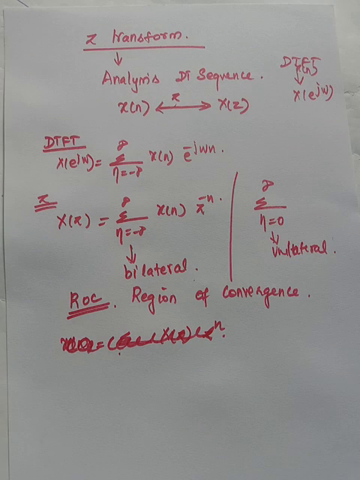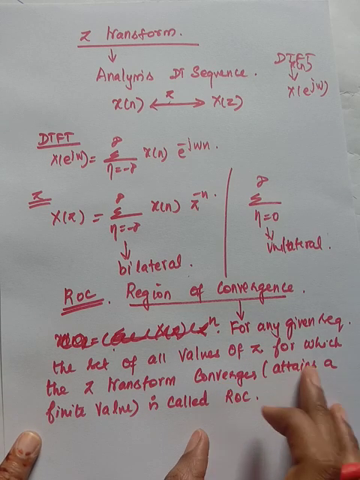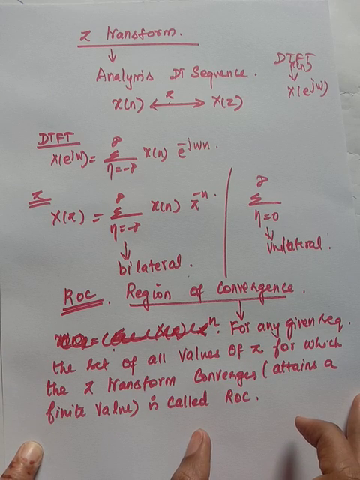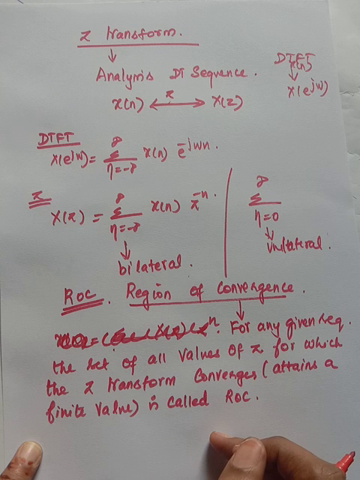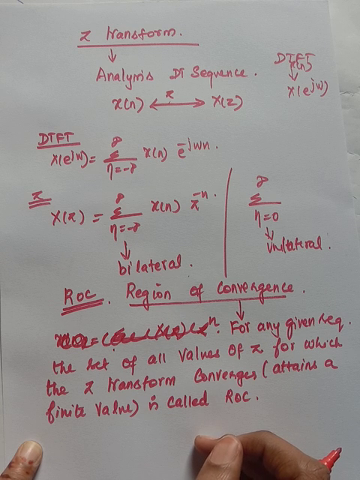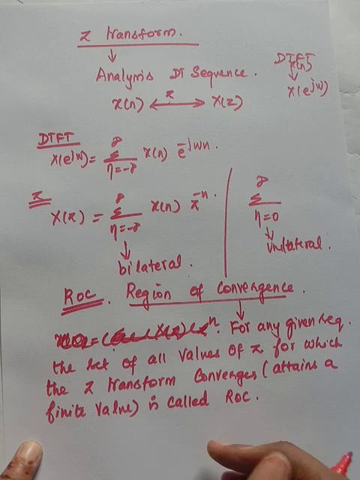Next we need to know about the region of convergence. For any given sequence, the set of all values of z for which the Z transform converges, that is, attains a finite value, is called the region of convergence. I will explain this using some problems, then only you will be able to understand this concept.